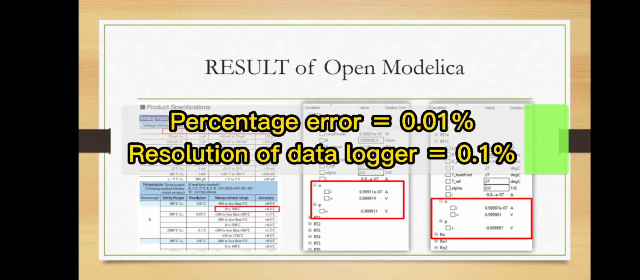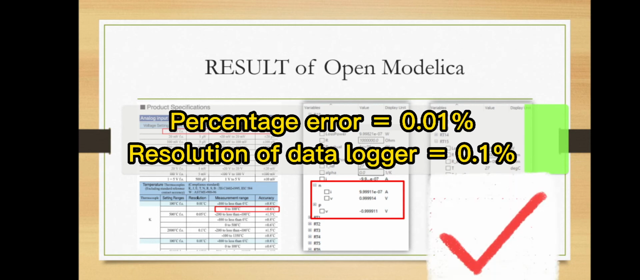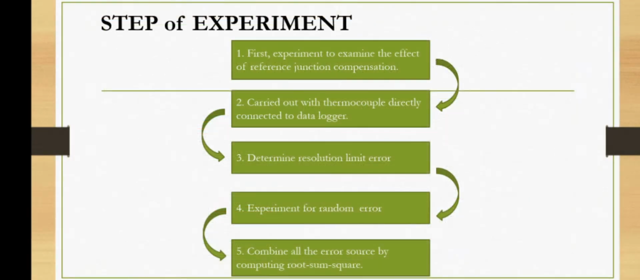The percentage error is 0.01%. Since the resolution of the data logger is 0.1%, the percentage error of 0.01% is small enough. Then, the parallel connection is established. After verification, the experiment is conducted.